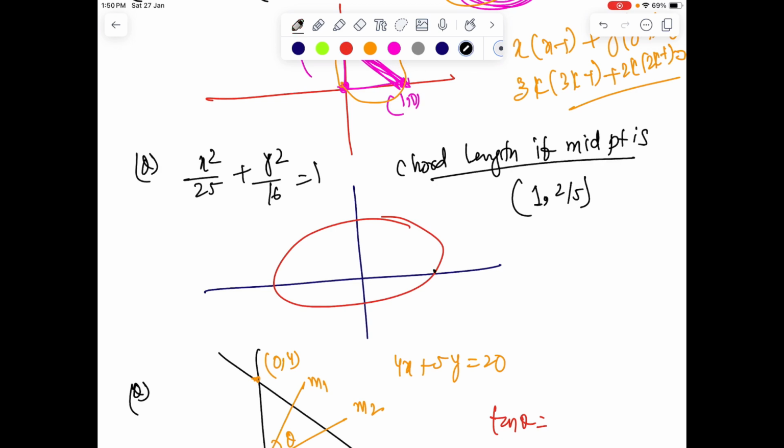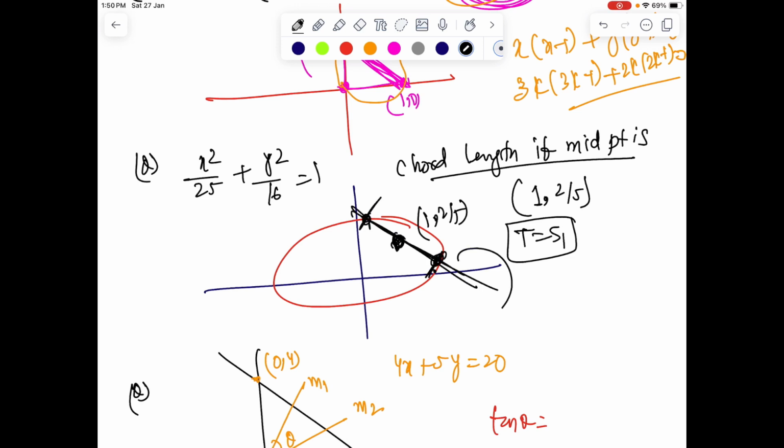So chord length you have to find for this ellipse if the midpoint is given. So the midpoint of a chord is (1, 2/5). So the equation of the chord having a given midpoint is nothing but T equals S1. Once you know T equal to S1, we know the equation of this line. You know how to find chord length, so you can use that trick, root over 1 plus m square into mod x1 minus x2, where what is x1 and x2?